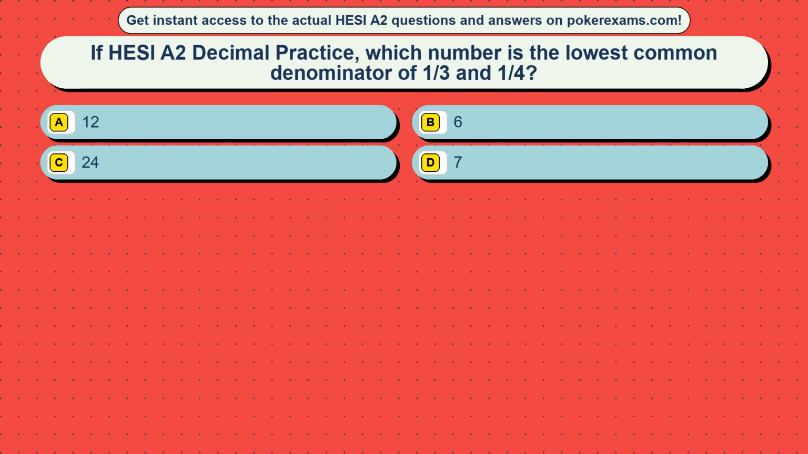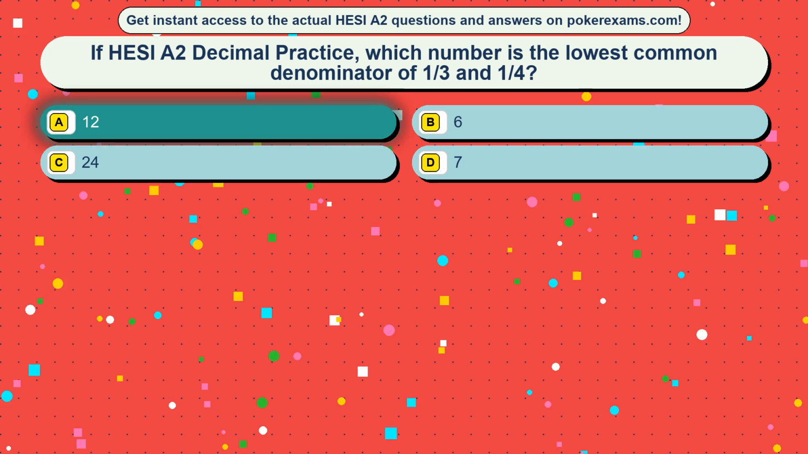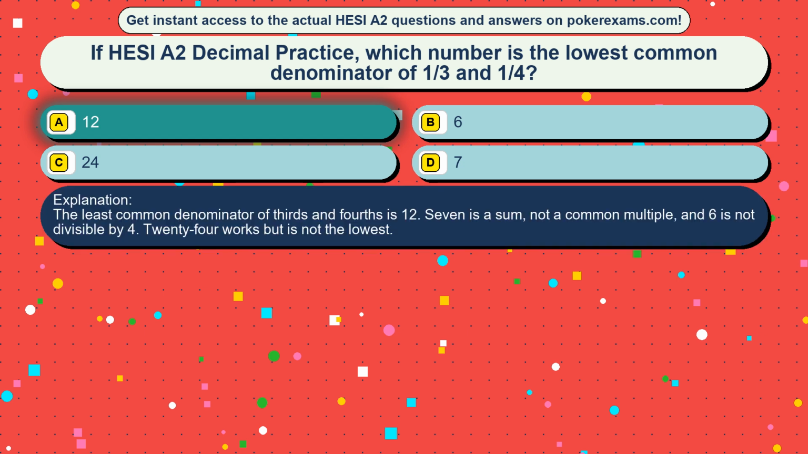Question 30. If HESI A2 decimal practice, which number is the lowest common denominator of 1/3 and 1/4? Option A, 12. Option B, 6. Option C, 24. Option D, 7. The correct answer is option A, 12. The least common denominator of thirds and fourths is 12. 7 is a sum, not a common multiple, and 6 is not divisible by 4. 24 works but is not the lowest.